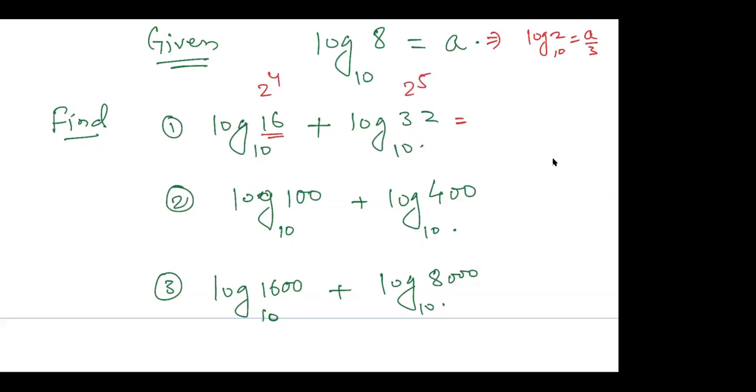2 to the power 5, right? So this will be 4 plus 5, 9 log 2 with a base 10. Log 2 with a base 10 is a by 3, so this is 3a. I guess everyone is getting this, right?